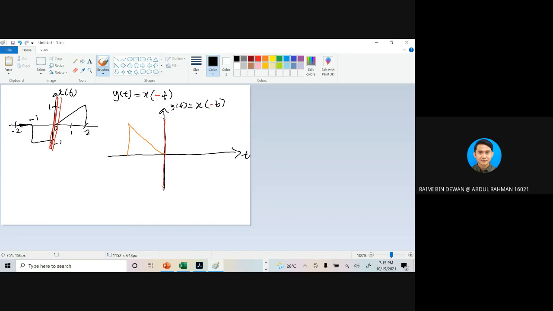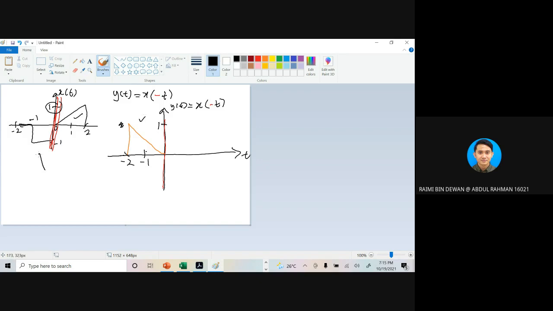Now imagine we put a mirror here, then you just invert. So instead of having one here, you will have -1 here, and then -2 here. The amplitude doesn't change, so it's still one here. Then we finish with this first part.